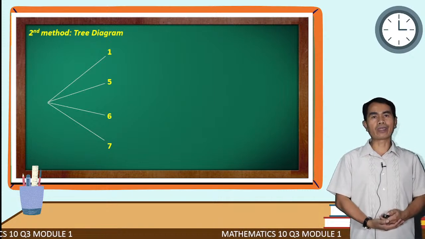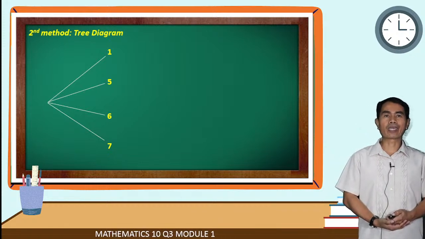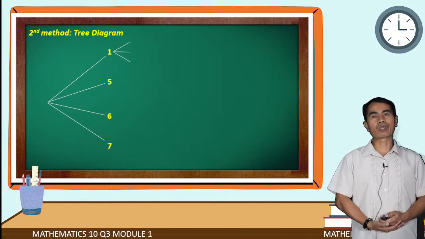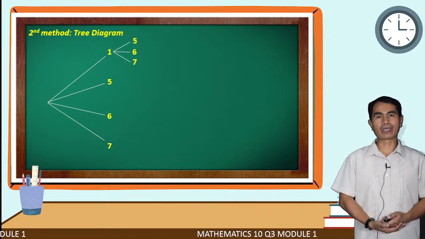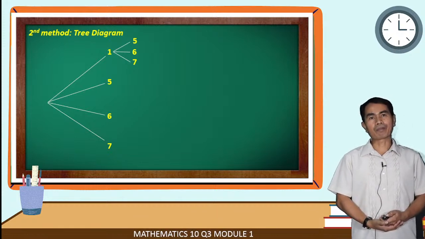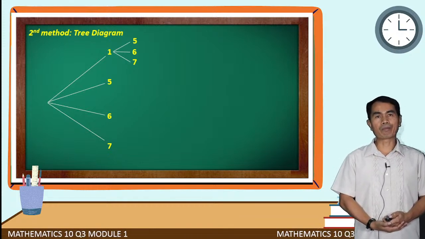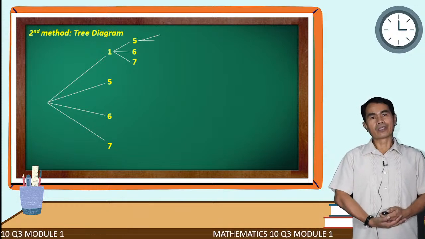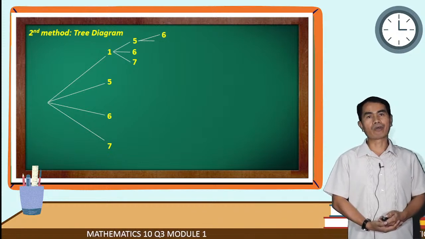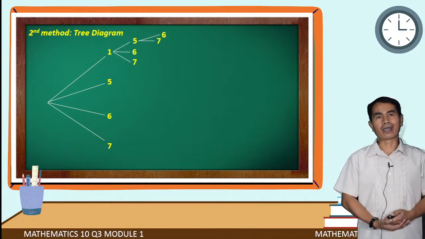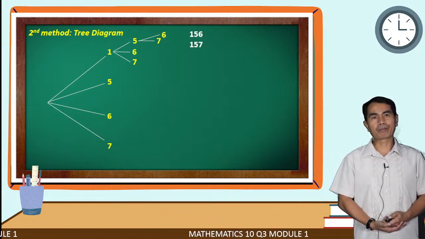Assuming we use the digit 1 for the hundreds place, then to fill up the tens place, we have 3 options. That's why we have 3 branches. So either we choose 5, 6, 7. And then, after filling up the hundreds place, let's say we use 5 for the tens place. So for the units place, we can either choose 6 or 7. And we have the numbers 156 and 157.